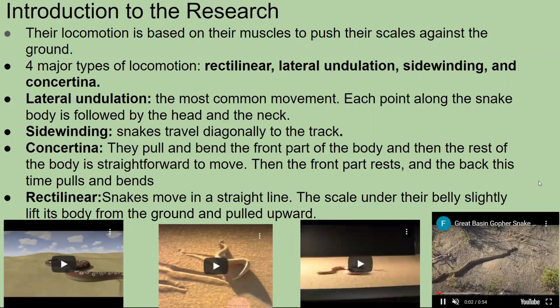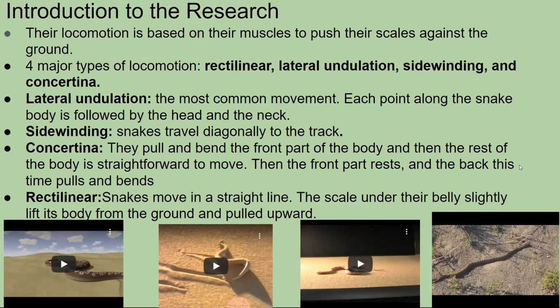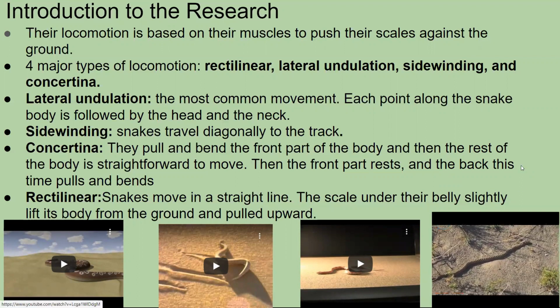And finally is rectilinear. As you can see, this is the slowest snake movement. The scales under their belly lift up against the ground and they pull forward. So as a result, this is the slowest snake movement.